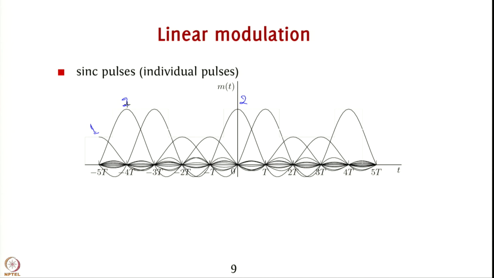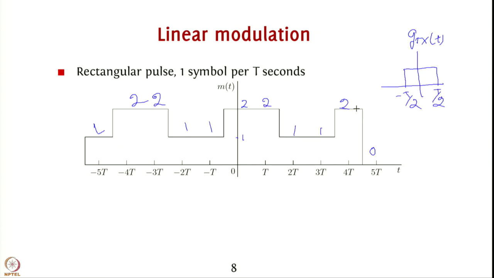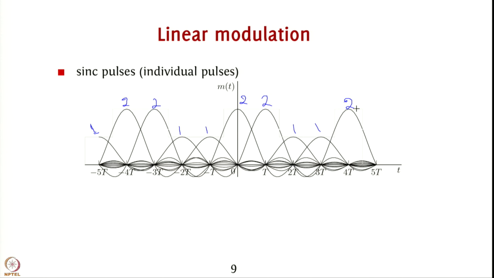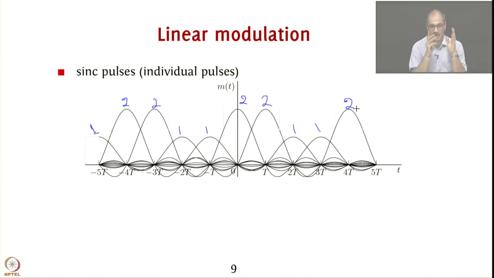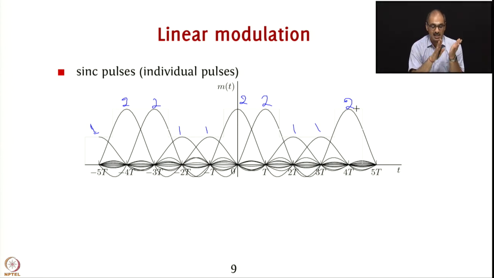Similarly, the amplitude of this sinc is 2 at minus 4T, and the contribution of this sinc at any other integer multiple of T is 0. You can similarly see that 1, 1, 2, 2, 1, 1, 2. So this essentially has the same form as the rectangular pulse, but it uses the sinc. As you can see, it's essentially the same thing, same values, except that the waveform is different. And these waveforms are individually band limited to be between minus 1 upon 2T and 1 upon 2T. So if your minus W to W is basically just slightly above that, you are safe.